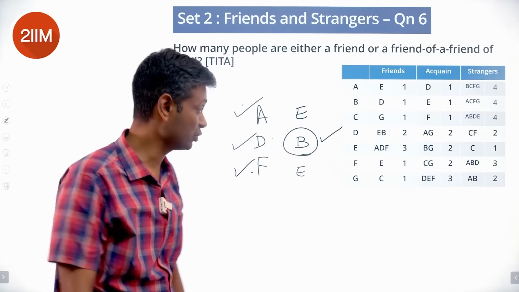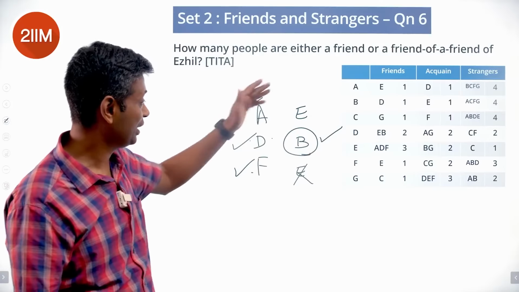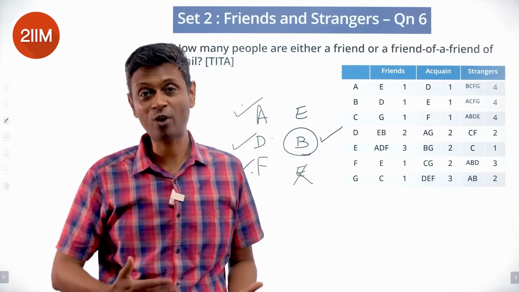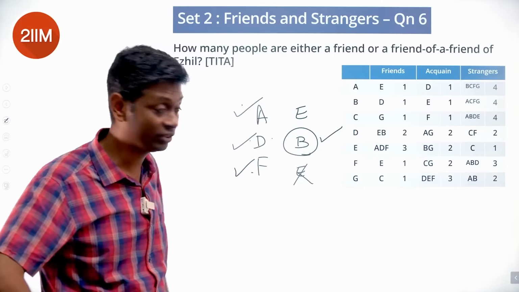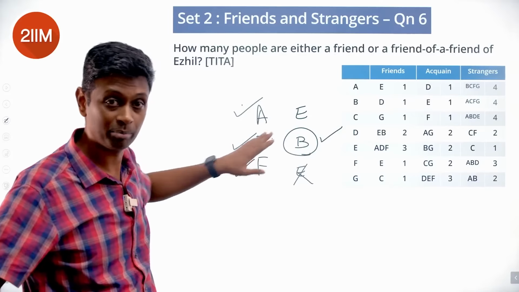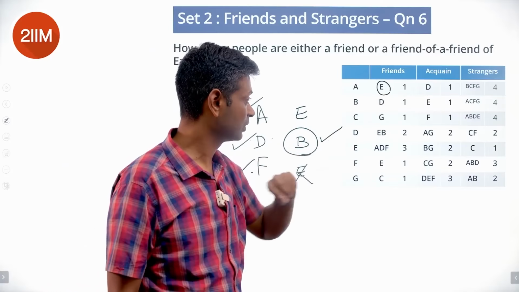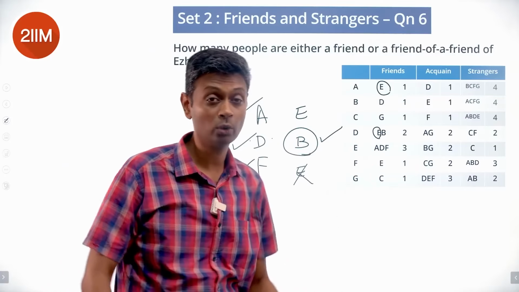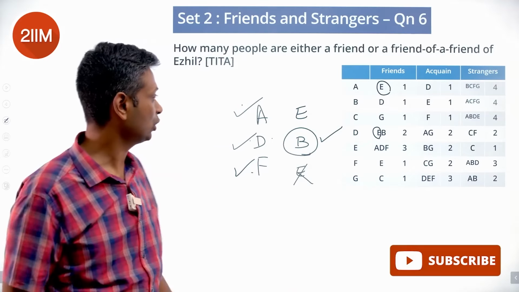I made this beautiful mistake and I counted E also. And I said A, D, F, E, B. That doesn't work. Friend or a friend of a friend. That means I shouldn't be counting the person himself. So I marked 5 for this because I counted A, D, F, B, alright, and I counted E also because there's an E sitting here and an E sitting here. So I counted E as a friend of E, which is rather silly. So I should have counted only 4.